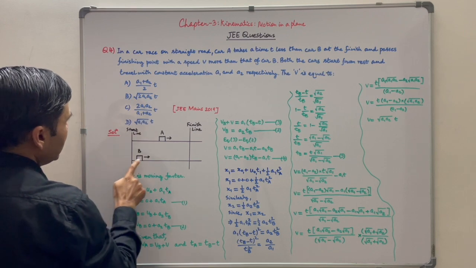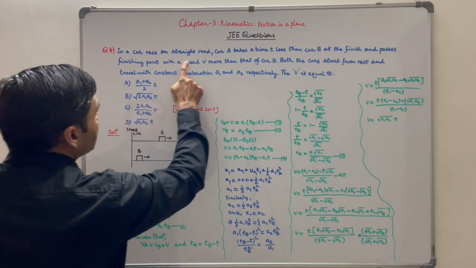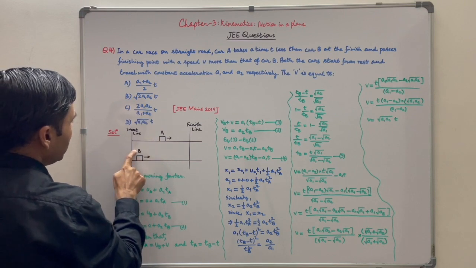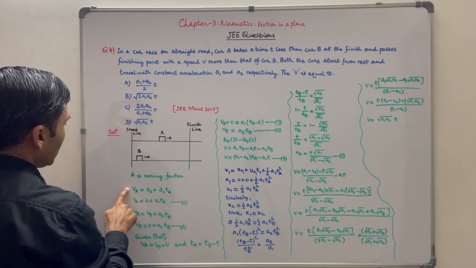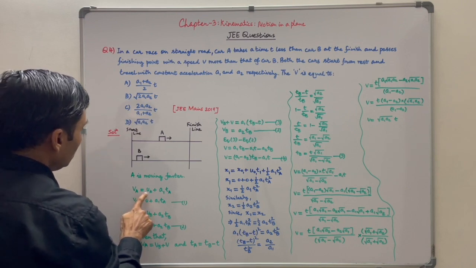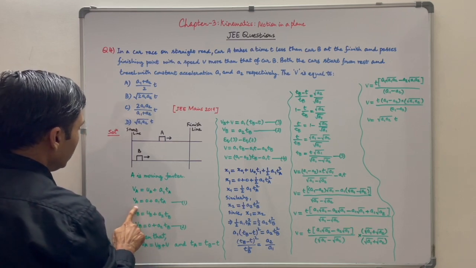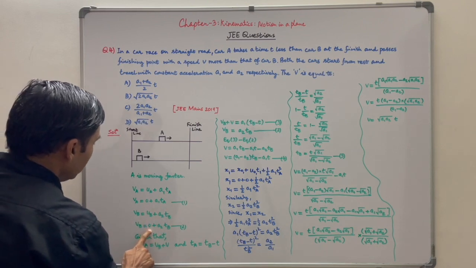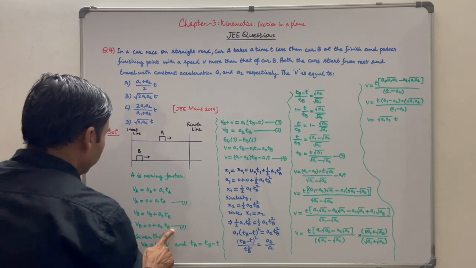Suppose this is a start line and this is finish line. At t is equal to 0, both the cars were at start line. From the description, it is clear that car A is moving faster than car B. Now apply first equation of motion in a straight line for car A. VA is equal to UA plus a1 tA. UA is equal to 0, so VA is equal to a1 tA. Similarly, VB is equal to 0 plus a2 tB. These are first and second equations.